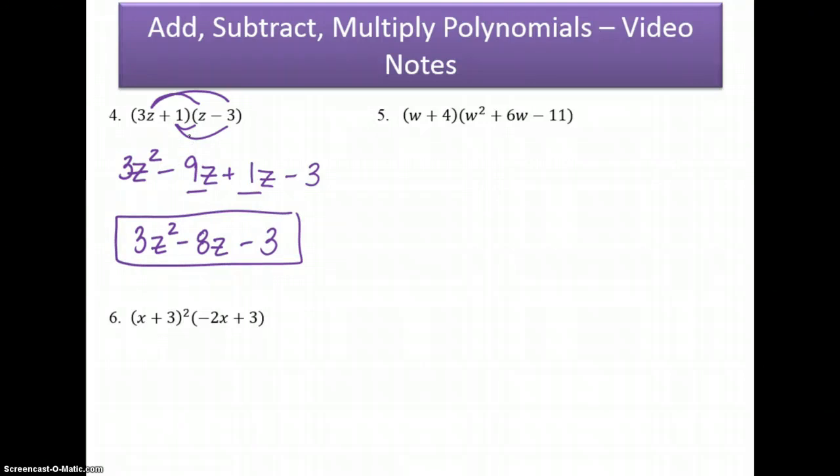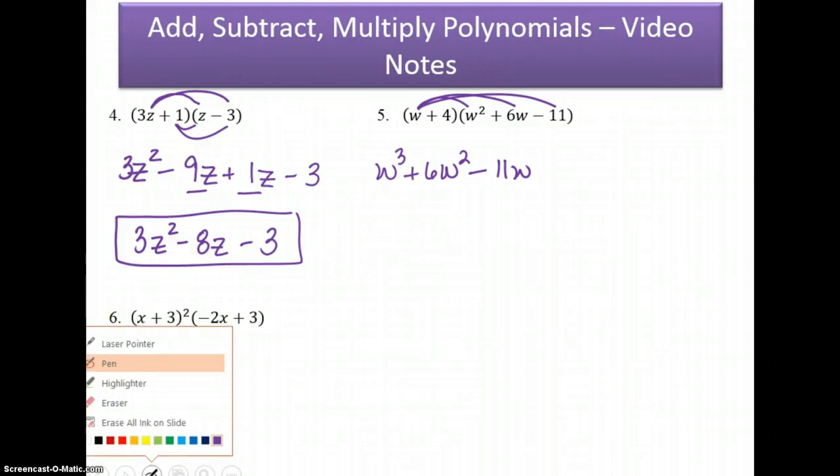Okay, same thing on number 5, except we've got more things to multiply there. So we're going to do everything multiplied by w first. W times w squared is w cubed. W times 6w is 6w squared. And w times negative 11 is minus 11w.